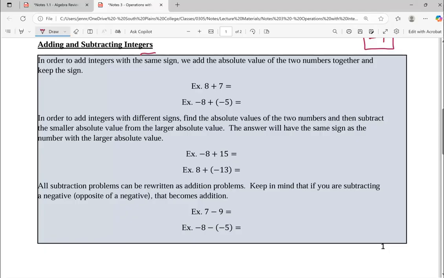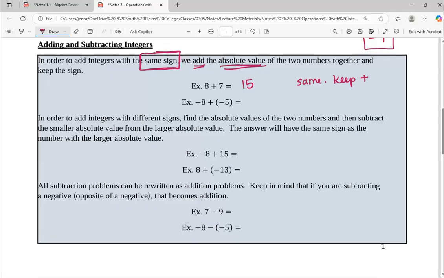If we have the same sign we need to add the absolute value of the numbers together. Meaning, if I have a positive 8 and a positive 7, those are the same sign. So I add them together. 8 plus 7 is 15. And I need to keep the positive sign, positive 15.